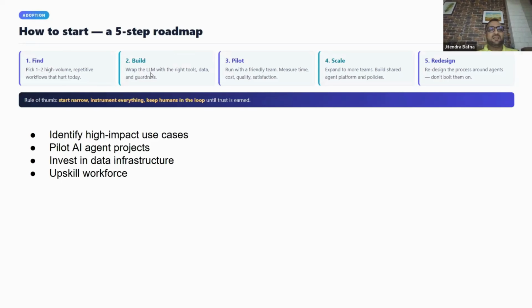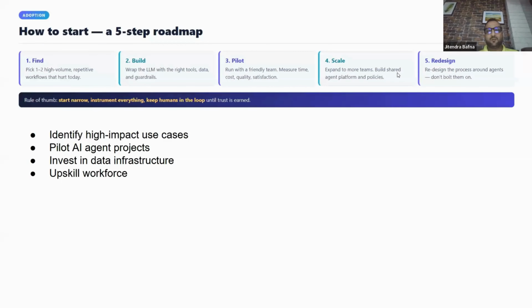Then wrap the LLM with the right tools, data, and guidelines. Then try to automate and build agentic AI on top of it. You define guardrails, as I mentioned, and the right tools. Now pilot, run with a friendly team. Just do an MVP. Don't make it production live right now. Run it with a small number of people, then measure time, cost, quality, and satisfaction. Then scale. If you are satisfied with your pilot, expand to more teams.